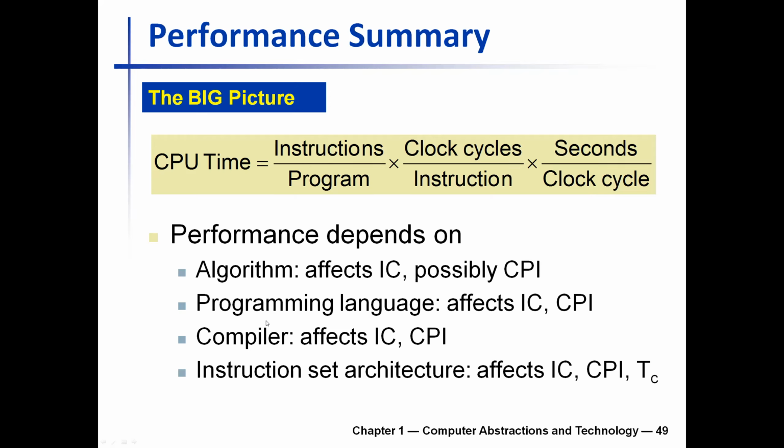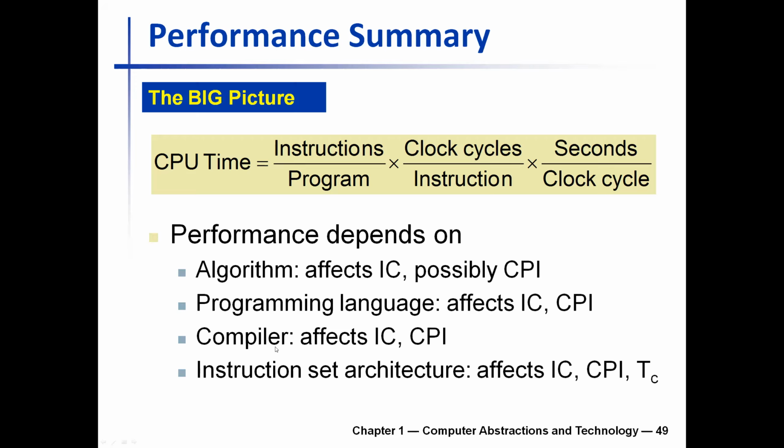Then the programming language is going to affect the instruction count. The programming language defines what sort of operations you can do in your source code, what operations you can write. And based on that, the instruction count in the program is going to be decided. It's going to affect the instruction count, and again the CPI, because the instruction count is going to change.